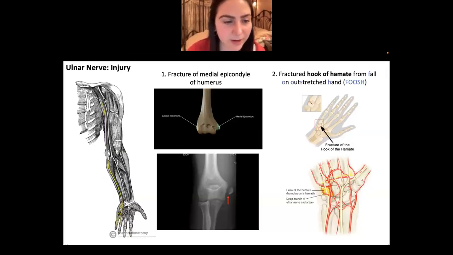Like the radial nerve kind of does all weird stuff. The median nerve starts medial and then it crosses over. The ulnar nerve kind of just stays in a straight line. It's kind of nice. It's not trying to, no frills.